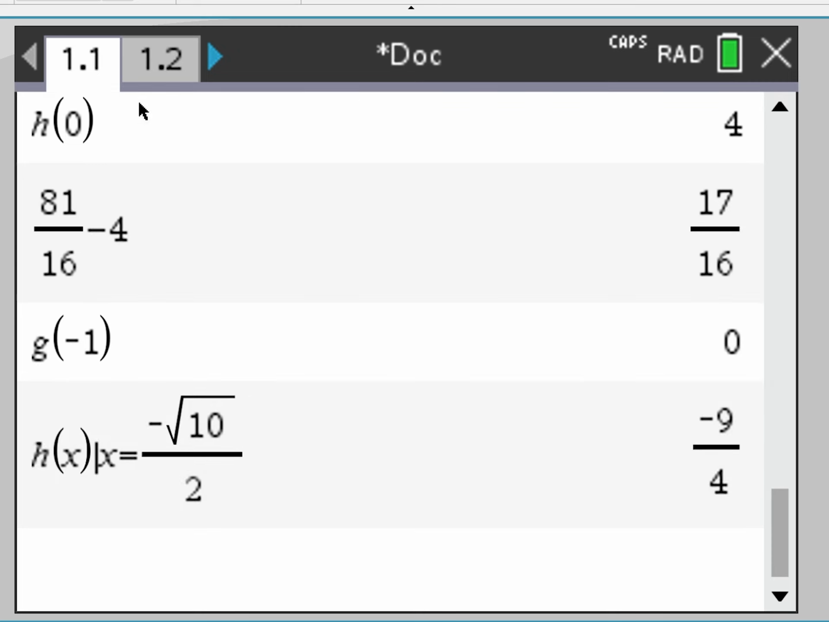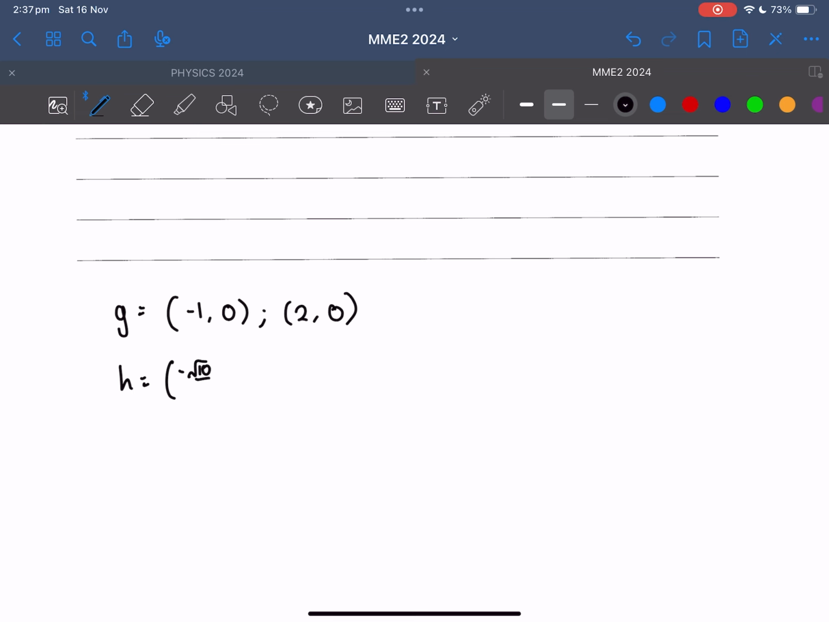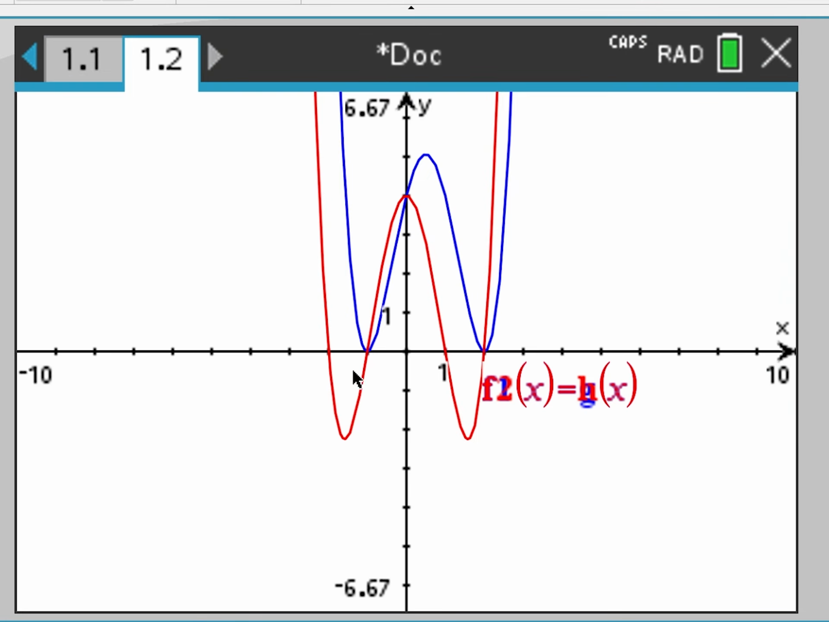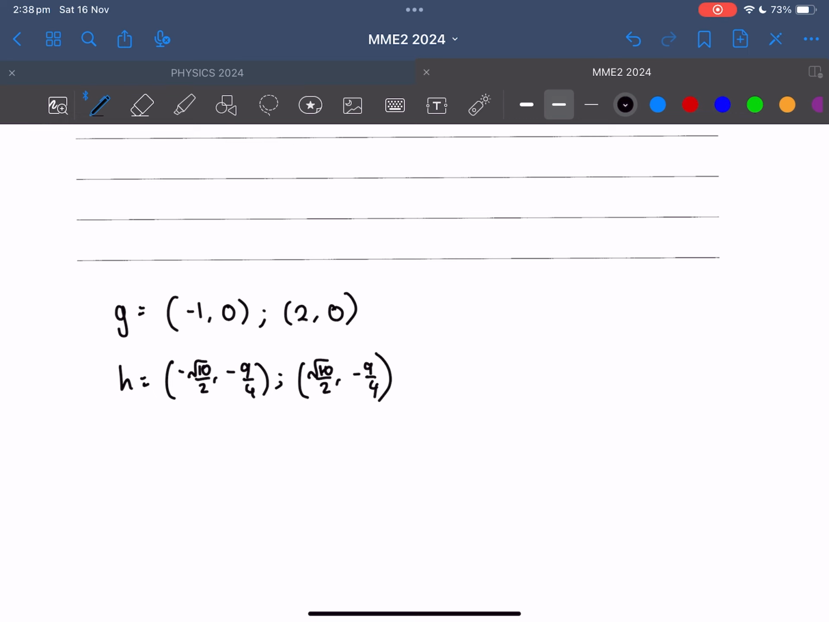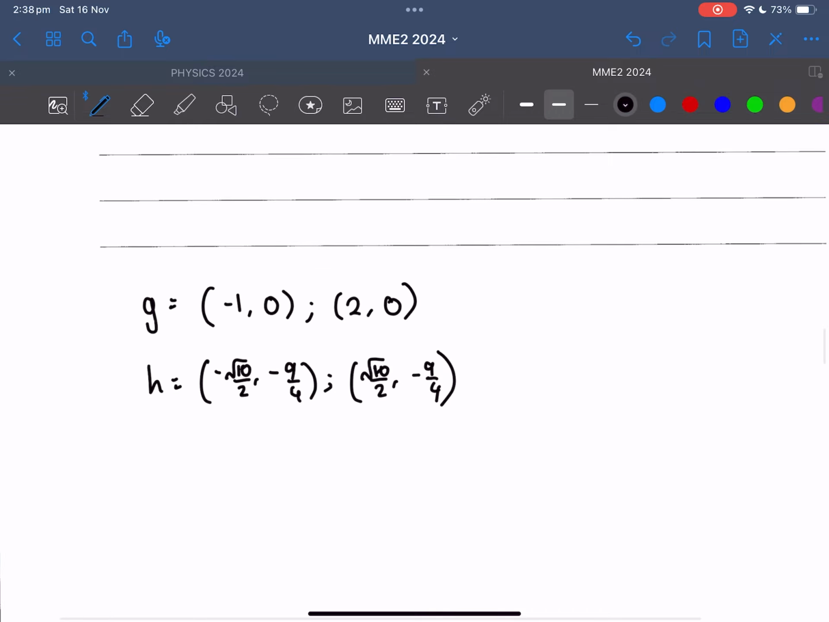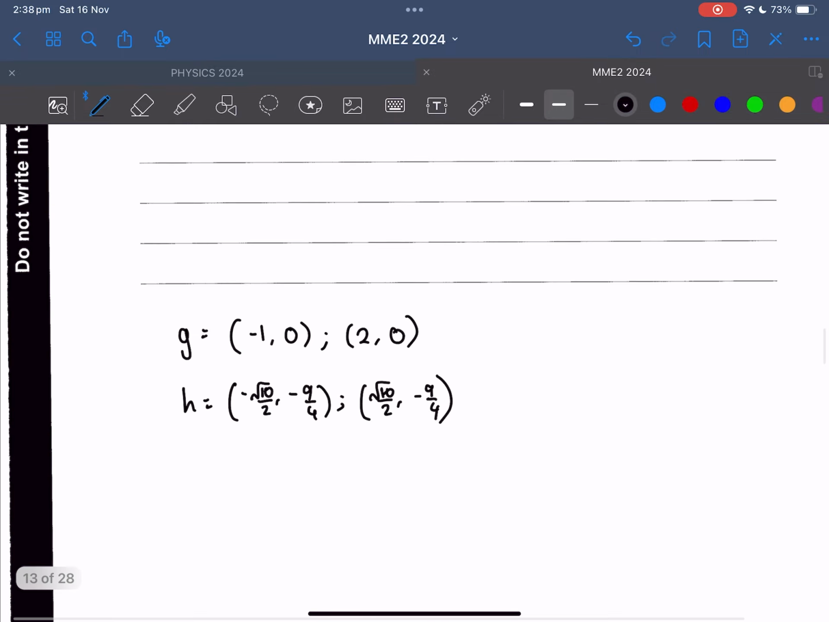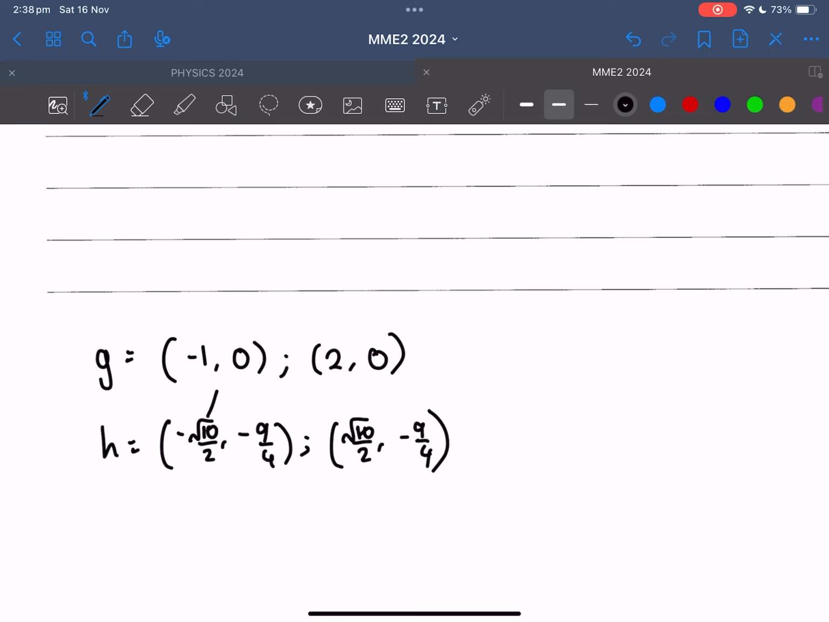So H would be (negative root 10 on 2, minus 9/4), and then the other one would be at (root 10 on 2, minus 9/4) due to the symmetry. If you look at it here, the graph is symmetrical, so it will have the same y coordinate as well. Okay, so now what we have to do is to list the dilation and translations that would make the local minimums of H become local minimums of G, essentially. So basically we have to go from here to here, and from here to here.